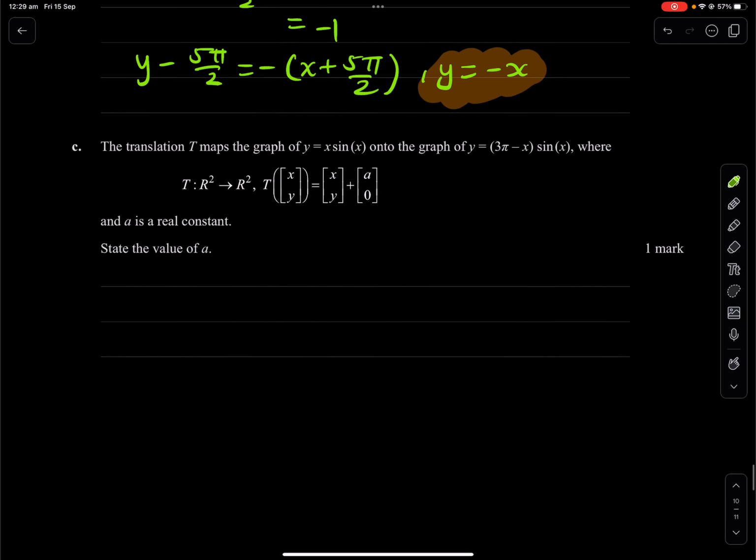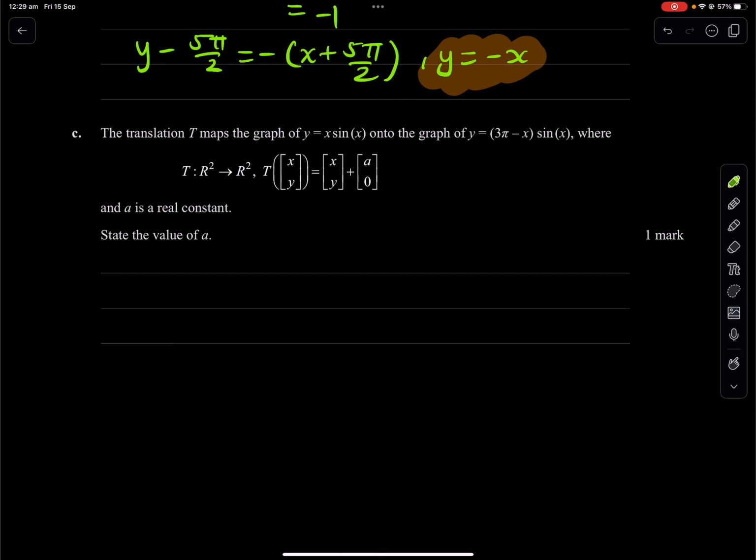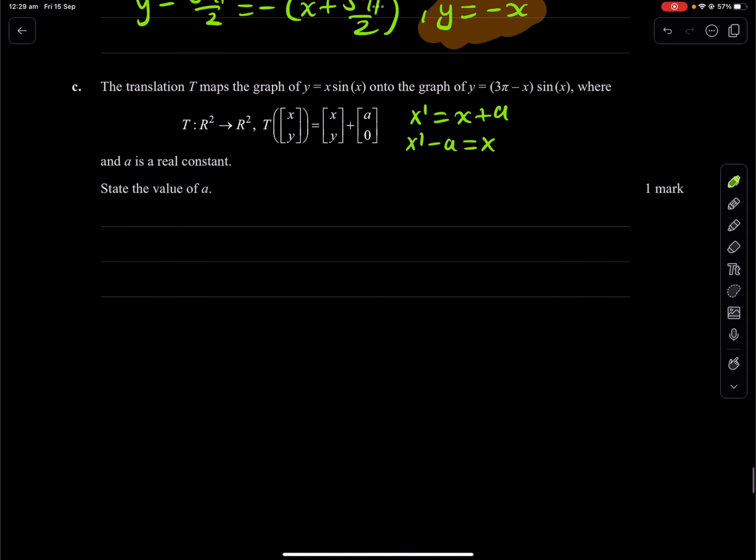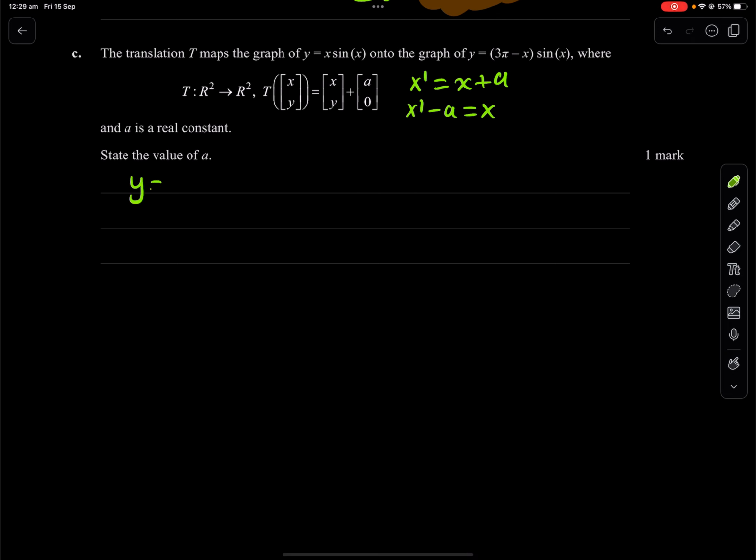Yeah, that's that. The translation T transforms the graph of y equals sine x onto the graph of this, where there's only a transformation to the right and left, where a is a real constant. State the values of a. Okay, let's just expand this. So x dash equals x plus a. So therefore x dash minus a equals x. Let's sub that in. So it'll be y equals x dash minus a sine x dash minus a.